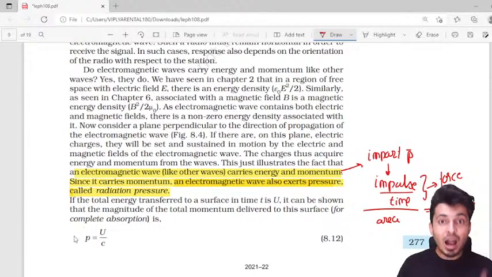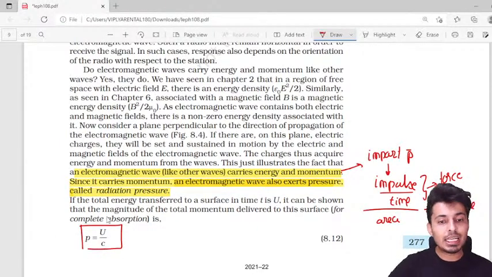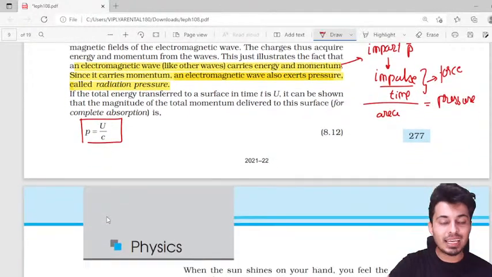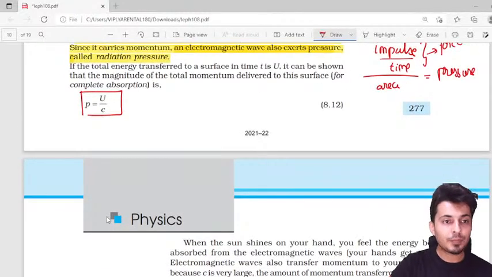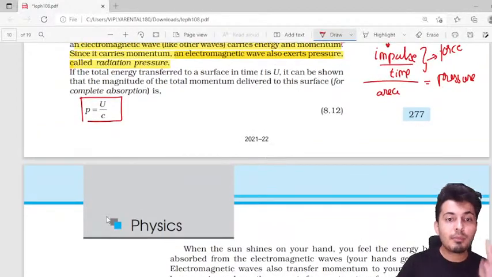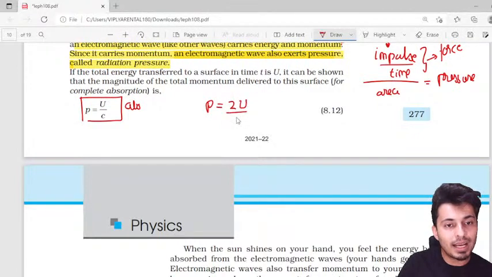Now, how much is that radiation pressure? This is the formula. P is equal to U by C. So if U is the energy which is transferred in time t, then it is U by C. Please keep these things in mind. All right, very, very important. But this is only for absorption. For reflection, P will be equal to 2U by C.